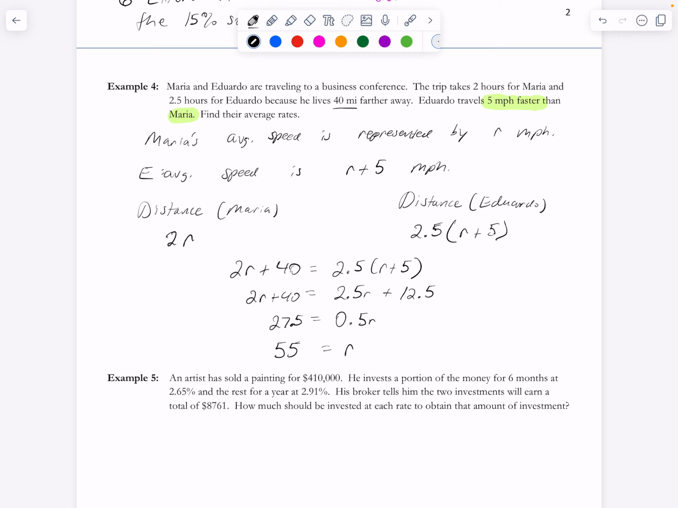All right, so that is Maria's average speed. Now it does say to find both of their average rates. So remember, Maria's average rate is 55 miles per hour. And since Eduardo is traveling 5 miles an hour faster, Eduardo's average rate is going to be 60 miles an hour. Okay? All right, last one.